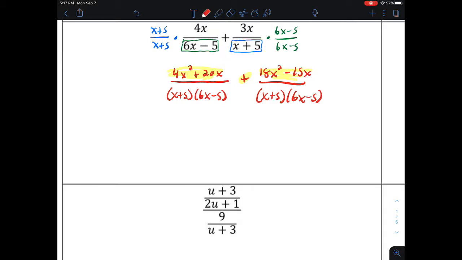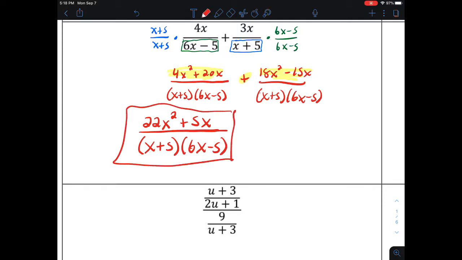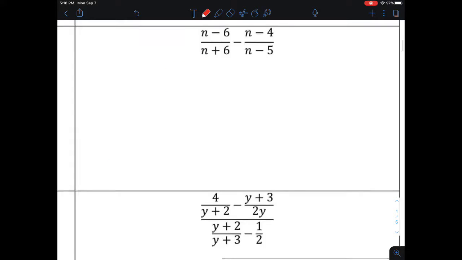And so we add these things together. That gives us 22x squared plus 5x over x plus 5 times 6x minus 5. And then I do a quick check to see if maybe I can get anything to cancel. The only thing I could do is maybe factor out a common factor x, but that's not going to help me reduce my problem anywhere. So I'm going to leave it like that there. Okay, let's do another one here.